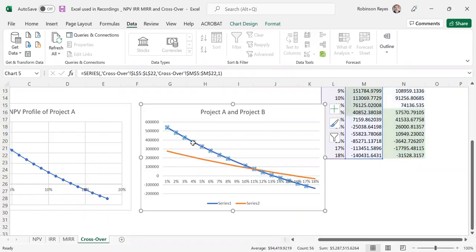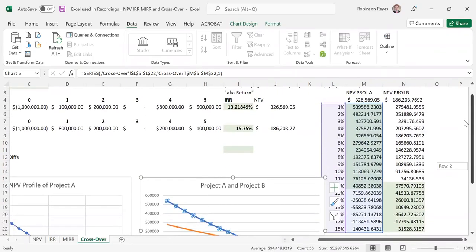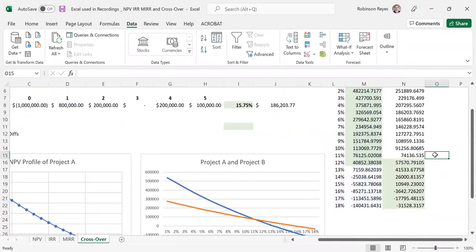So for project A, if the discount rate is lower than 13%, the IRR, we are taking the project. If the discount rate is any higher than the 13%, we are dismissing the project. And for project B, this happens much later. Project B, the internal rate of return is 15.75.